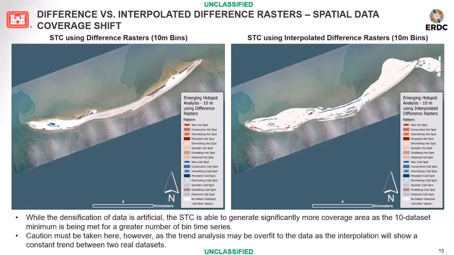But I think what this shows is that as we get more and more real LiDAR data sets, and we're able to get closer and closer to, instead of a 10 data set minimum, 15 or 20 or 30 data sets just over time, it'll make it so that we don't have to do nearly as much interpolation. We're able to hit that 10 data set minimum, and we're able to see real trends in this data and be able to understand where our hotspots and cold spots are within these areas.